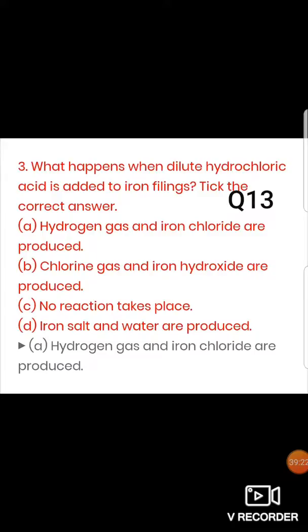What happens when dilute hydrochloric acid is added to iron filings? Take the correct answer. Hydrogen gas and iron chloride are produced. Chlorine gas and iron hydroxide are produced. No reaction takes place. Iron salt and water are produced. The answer is hydrogen gas and iron chloride are produced. So when you add dilute hydrochloric acid to iron filings, hydrogen gas and iron chloride are produced.